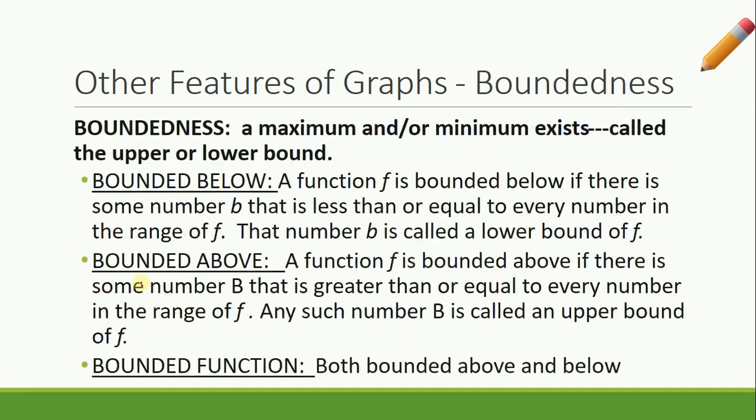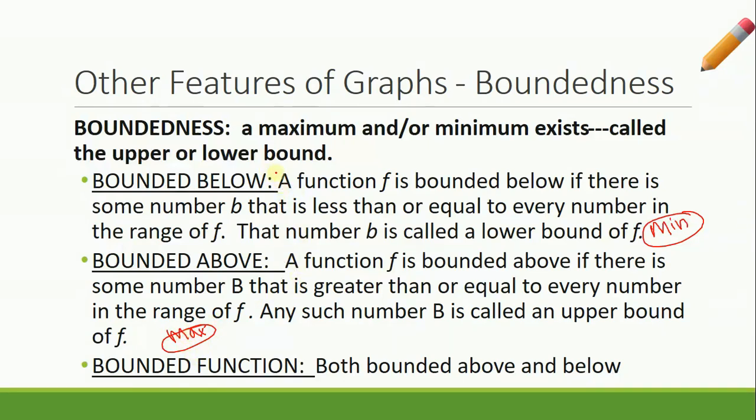Boundedness is also another thing you're going to want to look out for. Boundedness is super easy. All it is describing is whether you have maxes and mins, and basically an upper and lower bound. So if you are bounded below, it's because there is a number that's at the bottom, aka you have a minimum, and it's the lowest the graph ever goes. That's basically bounded below. Bounded above means you have a maximum, and it's as high as the graph goes.